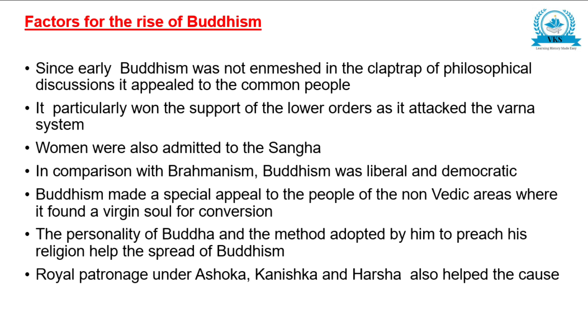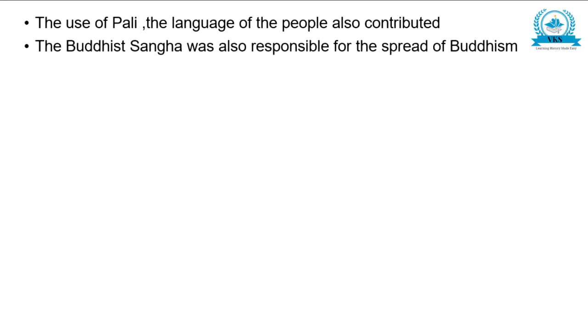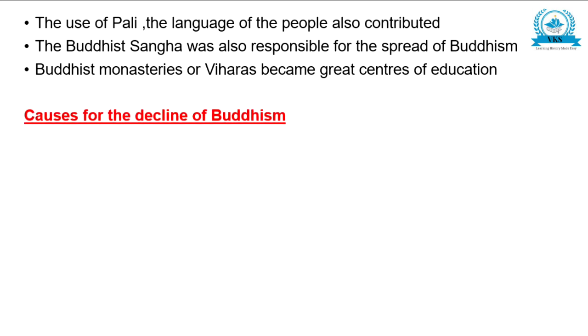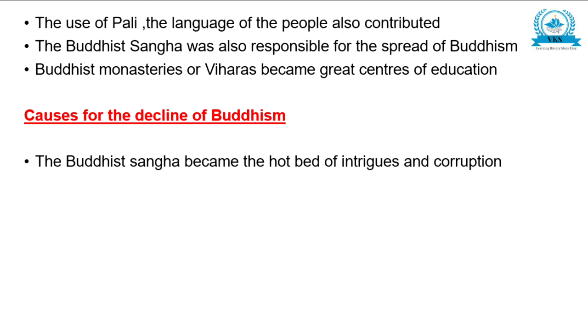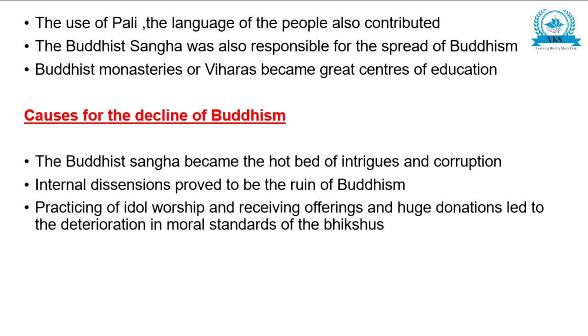Royal patronage under Ashoka, Kanishka and Harsha also helped the cause. The use of Pali, the language of the people, also contributed. The Buddhist Sangha was also responsible for the spread of Buddhism. Buddhist monasteries or viharas became great centers of education. Causes for the decline of Buddhism. The Buddhist Sangha became the hotbed of intrigues and corruption. Internal dissensions proved to be the ruin of Buddhism. Practicing of idol worship and receiving offering and huge donations led to the deterioration in moral standards of the bhikshus.